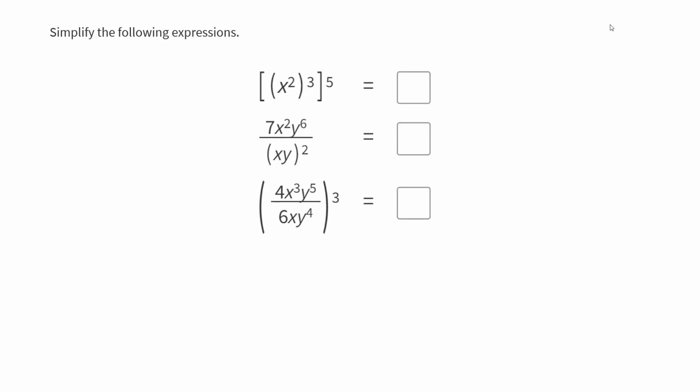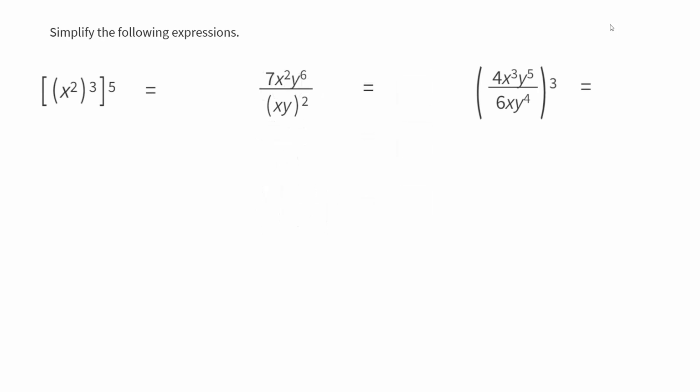So let's look and see how to do these three, and to give more room, I'm just going to separate them like this. x squared raised to the third power, all raised to the fifth. When you do a power of a power, multiply the exponents. This is like having x to the 2 times 3 times 5 power, and 2 times 3 is 6 times 5 is 30. So this would be x to the 30th power.